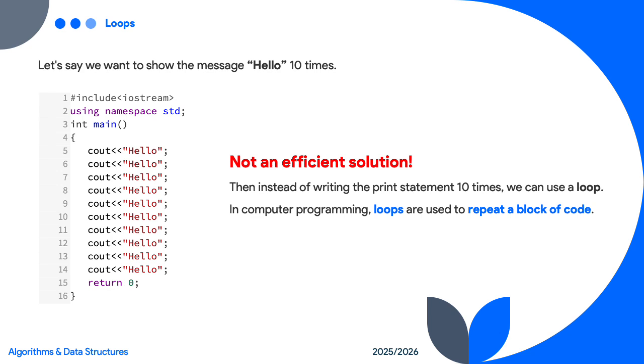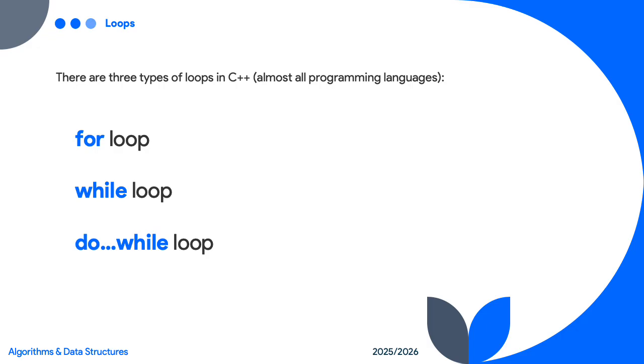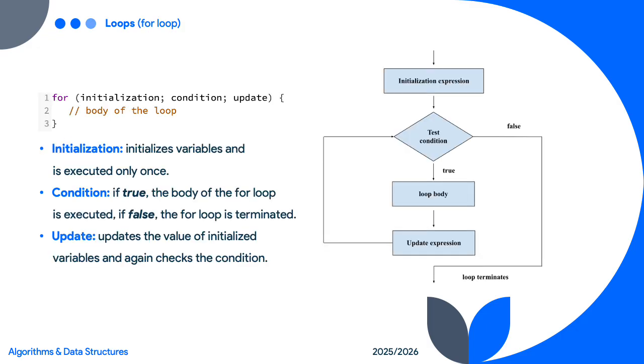In computer programming, loops are used to repeat the execution of a block of code. We have three types of loops in C++ and almost all existing programming languages: the for loop, the while loop, and the do-while loop. We start with the for loop. In general, we need a counter to count how many times we executed the body of the loop, and this can be achieved using three instructions. First, initialization. Second, condition. And third, update.